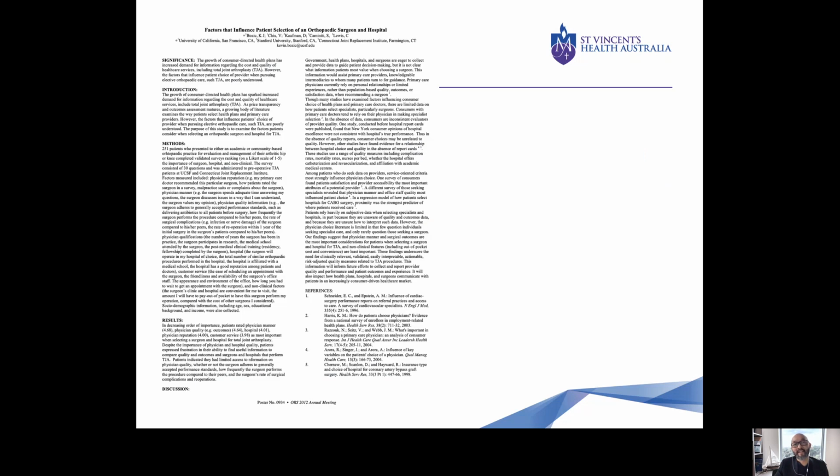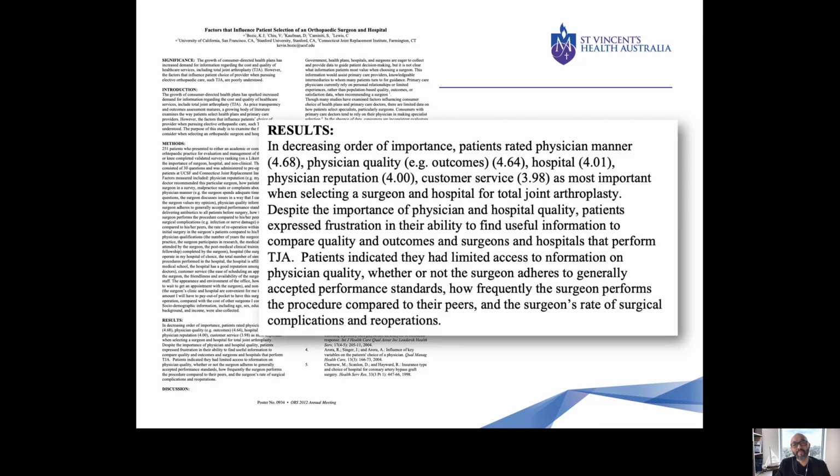And finally, patient selection talks to the fact that it's the surgeon choosing the patient, but it can also be looked at the other way around. Patient selection could be how the patient selects the surgeon, in this case, orthopedic surgeons. Most of the time, patients don't have enough information to pick the right surgeon, but what they want to know is information around surgeon quality, whether they adhere to standards, how frequently they perform the procedure compared to their peers, and the rates of complications in their operations.